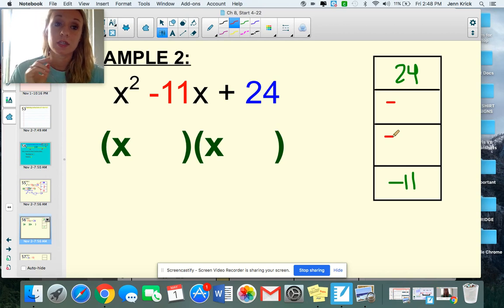So then in your head, you're going to start going through your different factor pairs. All right, could 24 and 1 work? No. Could 12 and 2 work? No. Could 4 and 6 work again? No. How about 8 and 3? I know that -8 times -3 gets me to a positive 24. And when I add -8 plus -3, that keeps me at a sum of -11. You got it? Yes. All right.